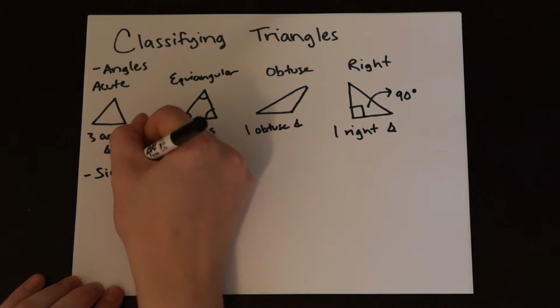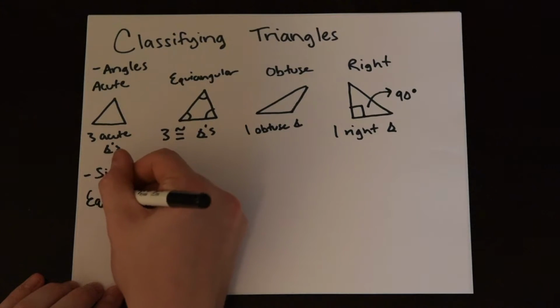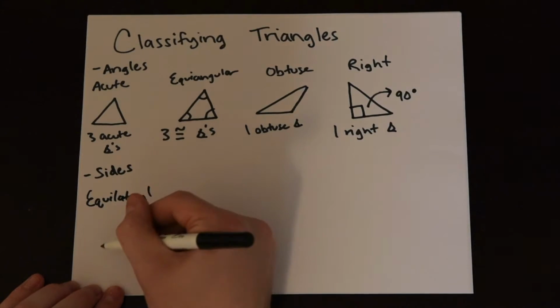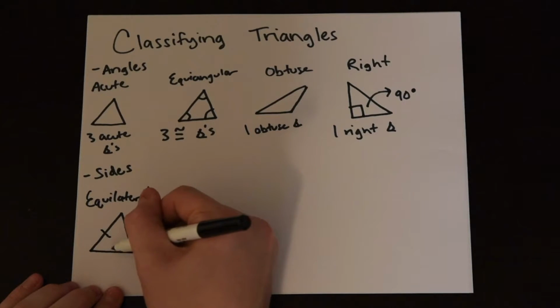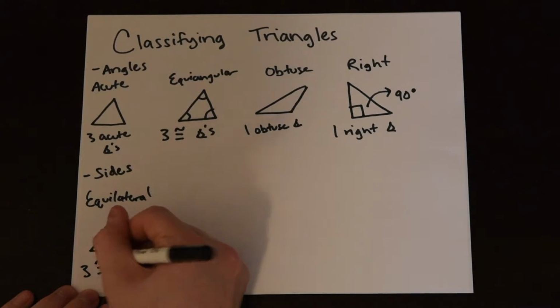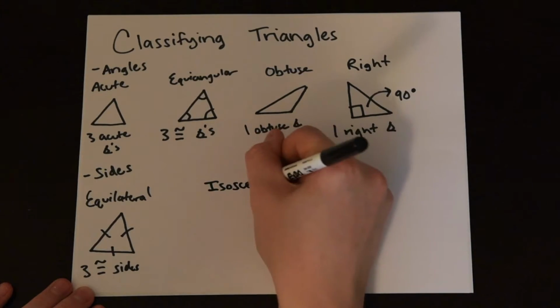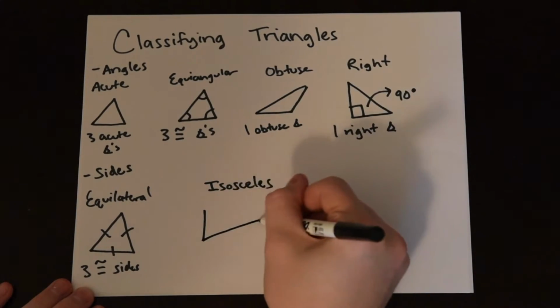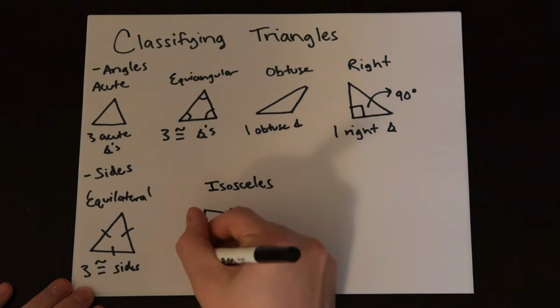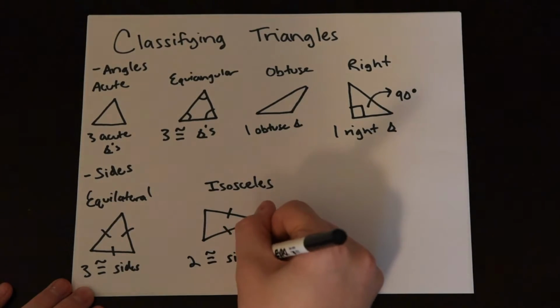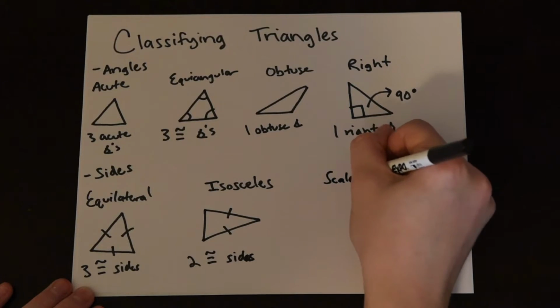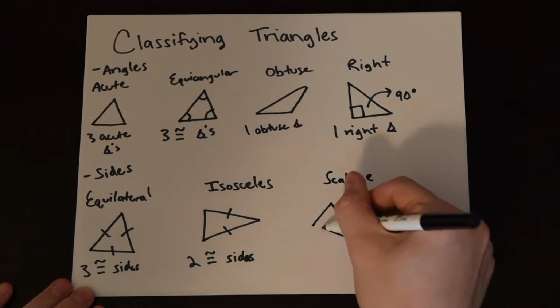The second way to classify triangles is by their sides. An equilateral triangle has 3 congruent sides, shown by those congruency marks. An isosceles triangle has 2 congruent sides. And finally, a scalene triangle has no congruent sides.